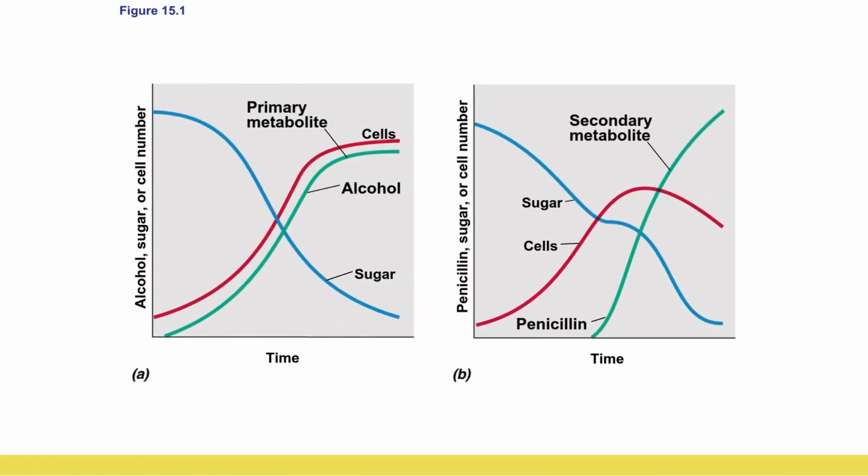Figure 15.1 helps illustrate this. Part A shows a graph for a primary metabolite like alcohol. As the sugar is consumed and the number of cells increases during exponential growth, the alcohol is produced. Part B shows a graph for a secondary metabolite like penicillin. Here, the sugar is consumed and cell growth occurs first. The production of penicillin only begins later, during the stationary phase, after the main growth has finished.